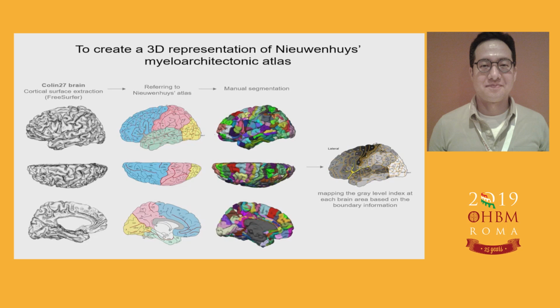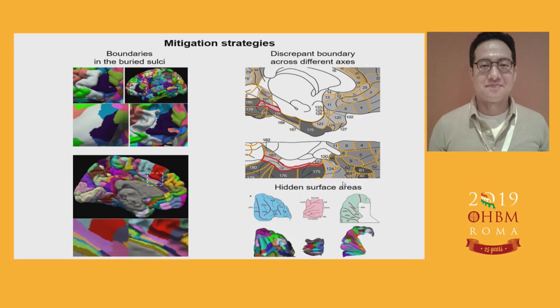So what we really contribute in this work, on top of this big work done by all the researchers, was performing FreeSurfer on the Colin 27 brain to obtain the cortical surface, and then comparing the anatomical correspondence between the 3D surface and the 2D Nouvenoi atlas. We also manually translated this boundary information onto the FreeSurfer cortical surface, with the ultimate goal to map this gray level index on the 3D cortical surface.